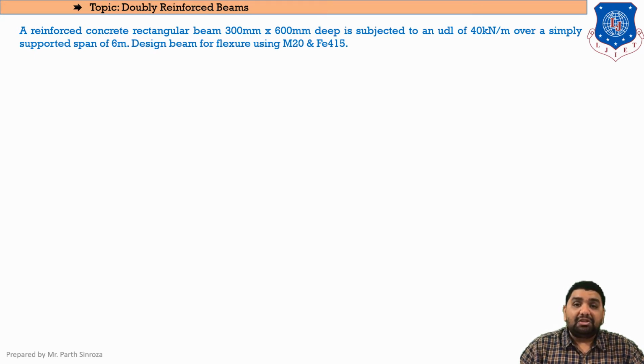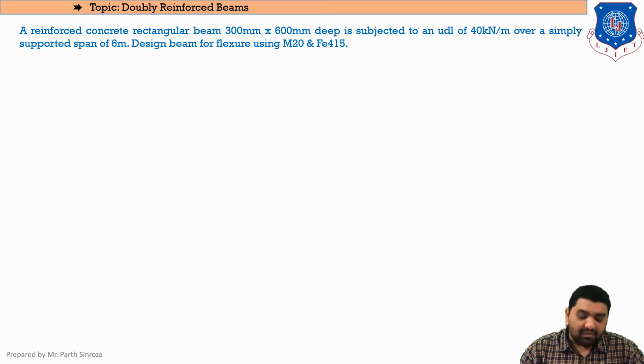Clear? It is not mentioned whether the beam is a singly reinforced beam or a doubly reinforced beam. Keep in mind, it is just mentioned that a reinforced concrete rectangular beam 300 cross 600 mm deep. From the question itself, we can't say whether this beam belongs to a singly reinforced section or a doubly reinforced section. So how to calculate and design it, because both are different and have different equations? For that we need to analyze the first step, which is very important: whether it is a singly RC section or a doubly RC section.